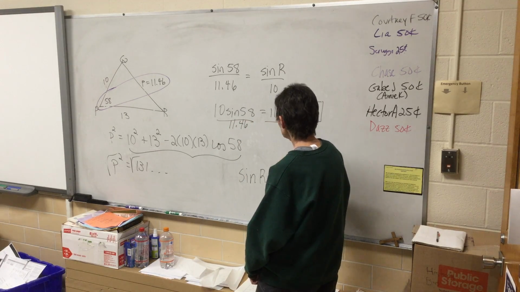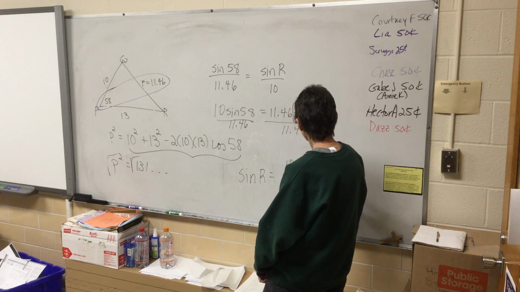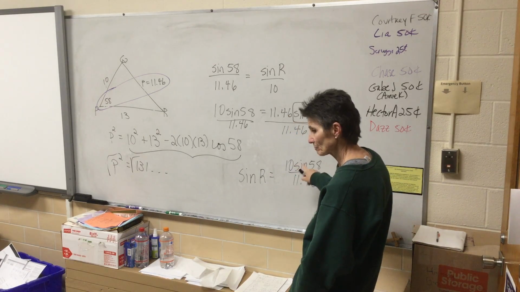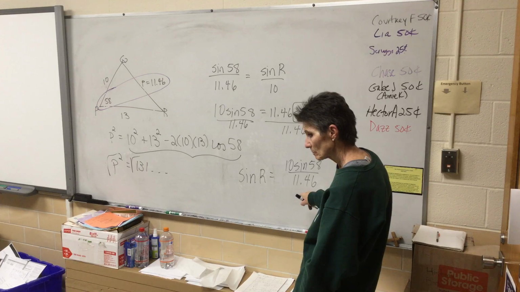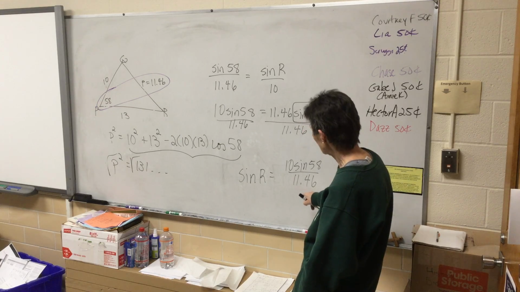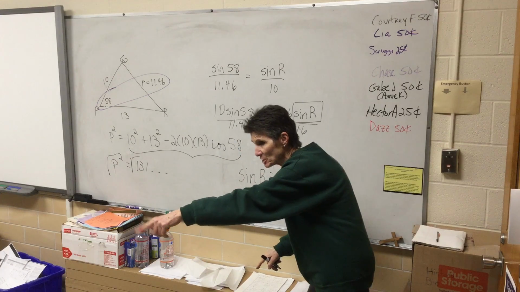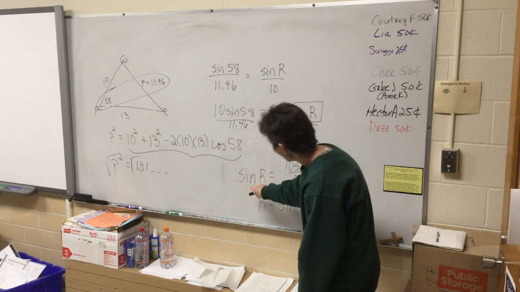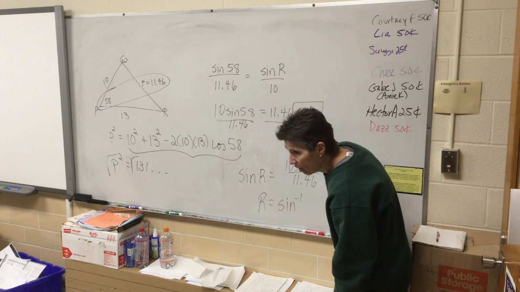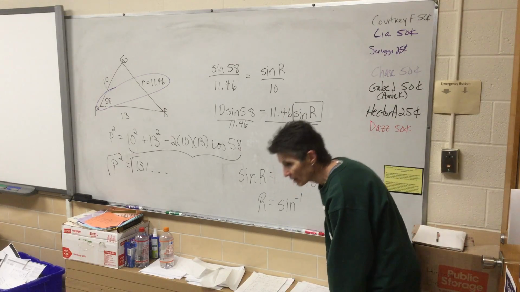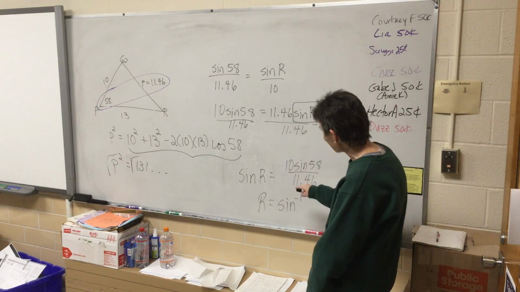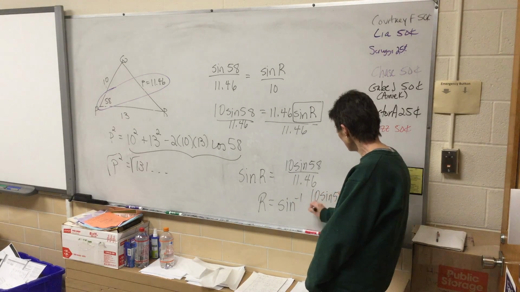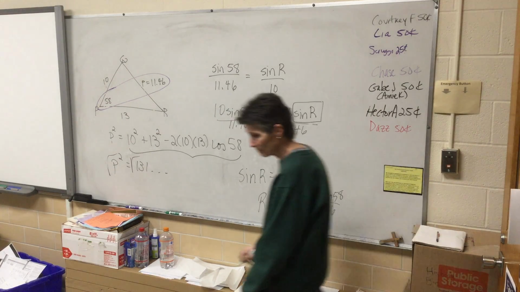Okay, well, wait a second. I don't think it's right. Well, here's the deal. Did you just type in this fraction, Mary Kate? Did you use second sine? Exactly. You've got to do second sine. Remember, when your variable is sine r, or cosine r, or tangent r, you've got to do the second. So second sine, 10 sine 58 over 11.46.